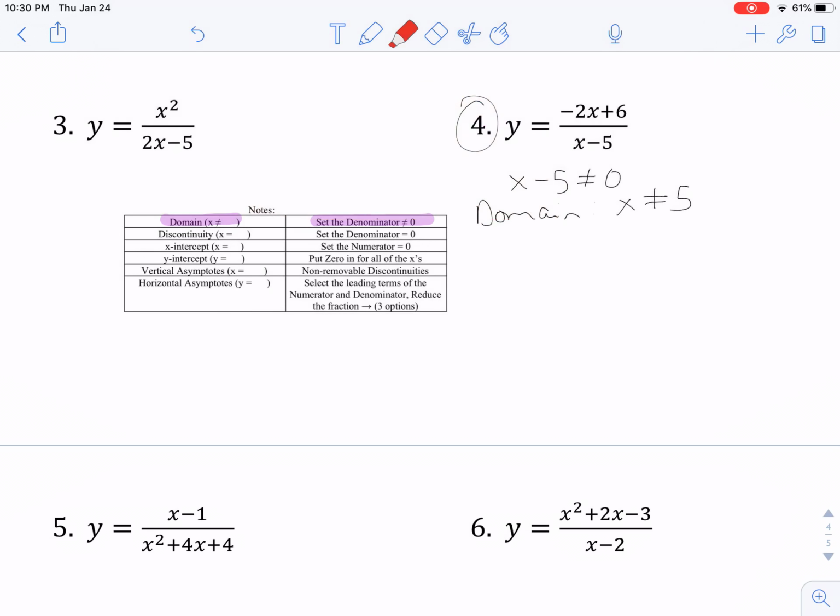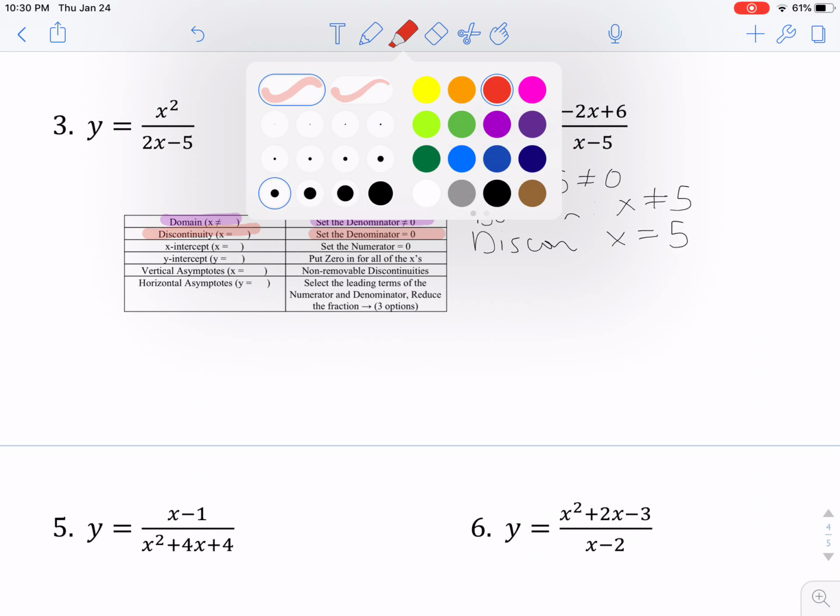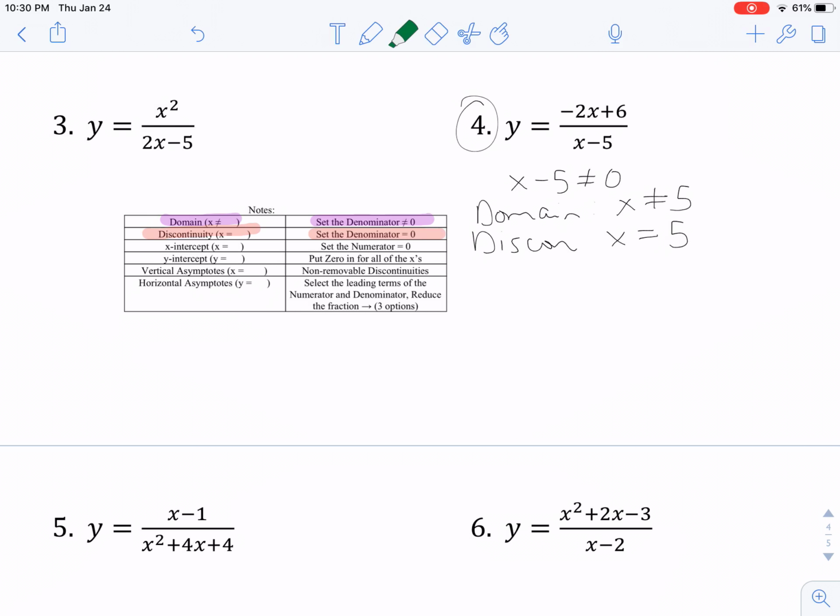Okay, next. Discontinuities. You take your denominator and you set it equal to 0. Well, we already took our denominator and set it not equal to 0, so it's the same thing. We just change our not equal to an equal sign. So x equals 5. This is exactly what you'll have to do on your quiz. You'll have to find these things.